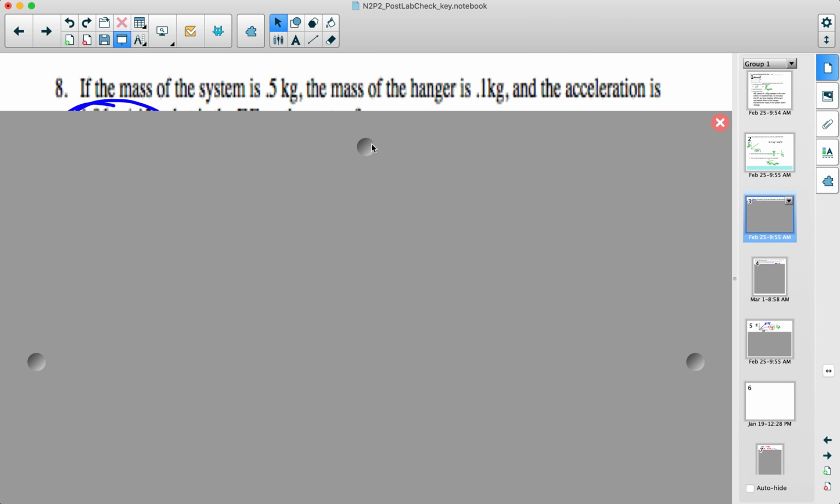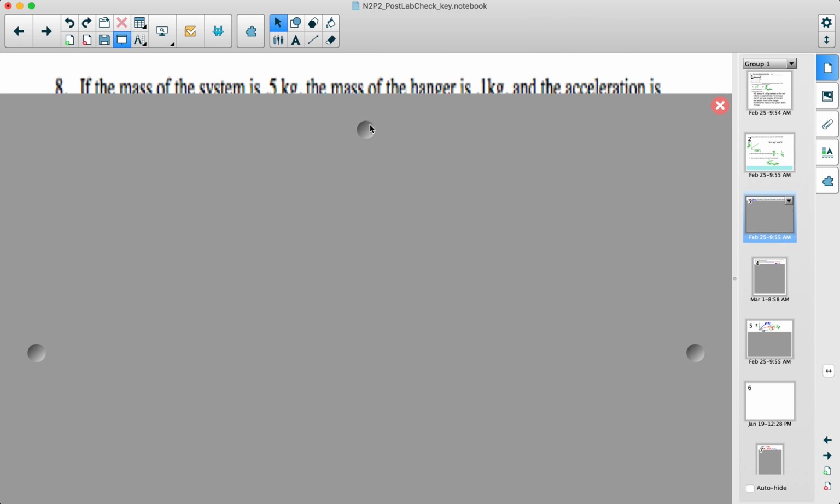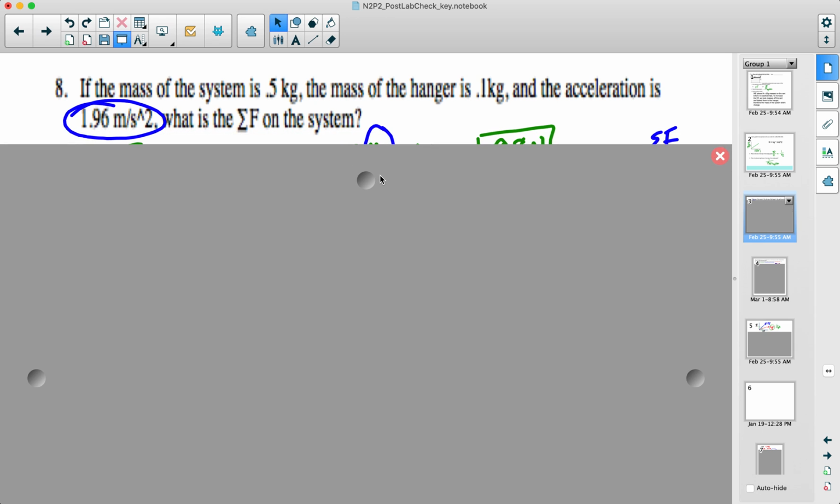Checking out number 8, it says if the mass of the system was 0.5 kilograms and the mass of the hanger is 0.1 kilograms, and the acceleration is 1.96 meters per second squared, what is the net force acting on the system? Now, this is a problem I set up intentionally to have 2 ways to answer the question. In the lab, we figured out the net force by looking at the mass of the hanger and just finding the weight of the hanger. So that's one way to calculate it.